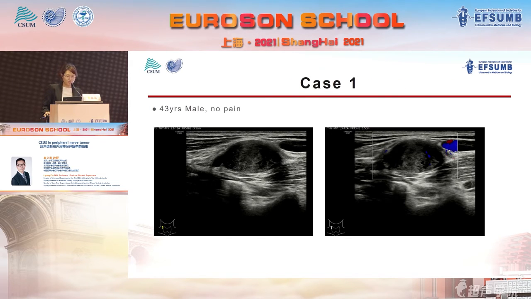Here are two samples. This is a male patient, 43 years old. He found a tumor in the left neck in a routine examination. We can see here is an oval tumor with clear boundary, no string sign, and with poor blood flow.